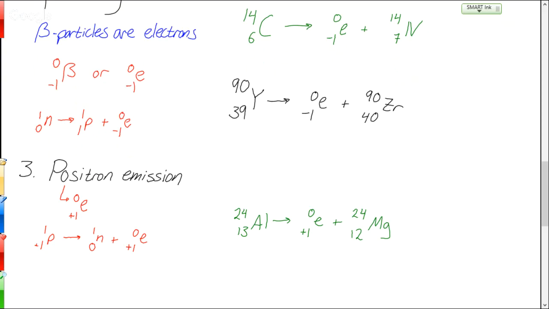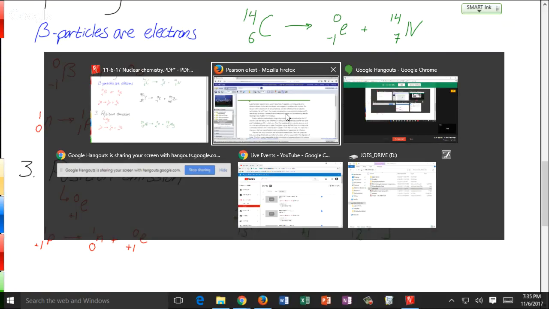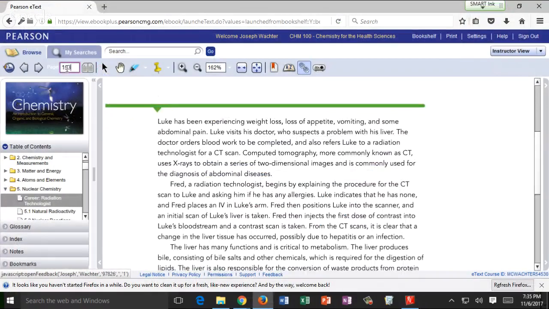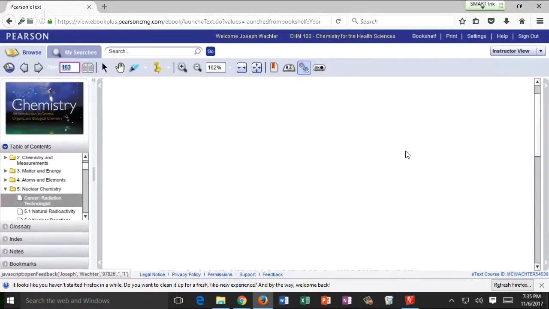Let's see if they have a picture here. Here it's on 153. No, we're not going to see it.